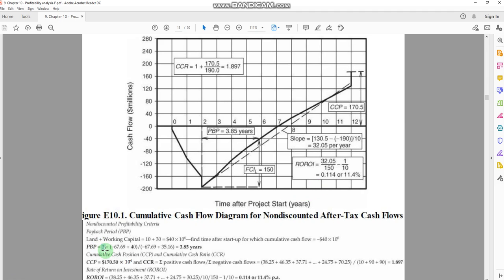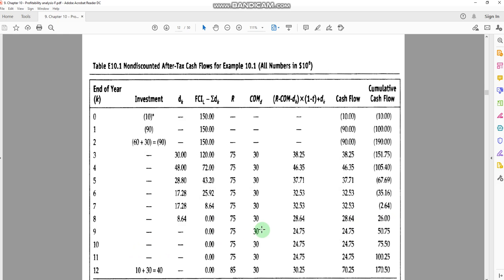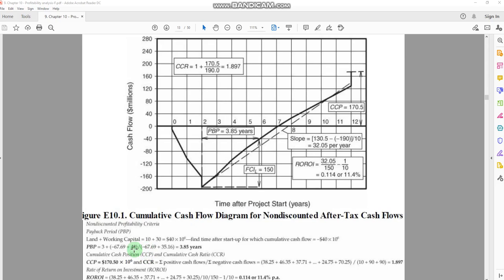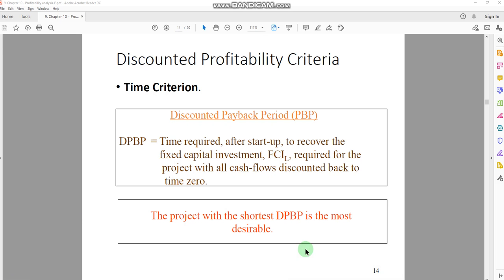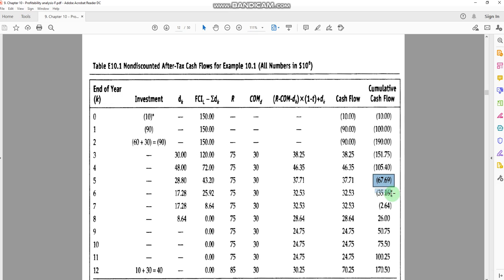So the year 3, in which you have recovered $122 million, and then here you have used the interpolation formula, in which you compare minus 67.69. Okay, so this one is basically minus 67.69, and then you have to add on this one the $40 million, which is the working capital and the land, and then you have to divide this one by minus 67.69, the same amount that you get here, plus 35.16 that you can see here.